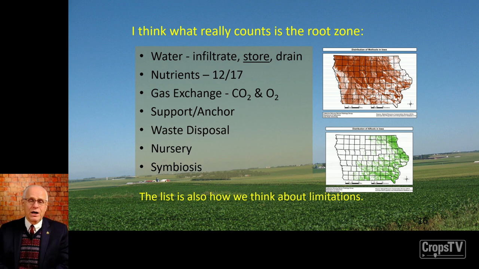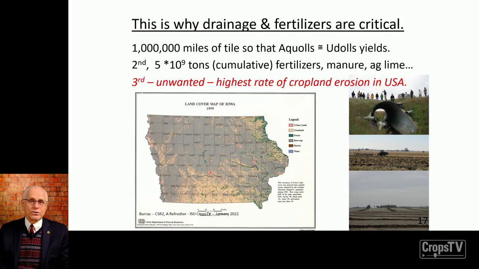I could also talk about support and anchor, waste disposal, how the soil works as a nursery and symbiosis, but I won't. Really what I want to point out though is a productivity rating of the soil to me needs to take these factors into account. And a soil that has all these factors really running on all 8 cylinders works best. By the way, this is also how I think we should think about limitations in Iowa. And so it helps us explain why that 1 million miles, or really 2 million miles of tile drains anymore.